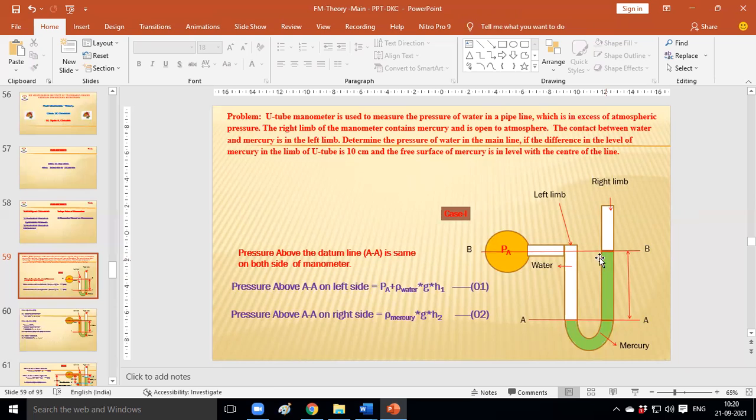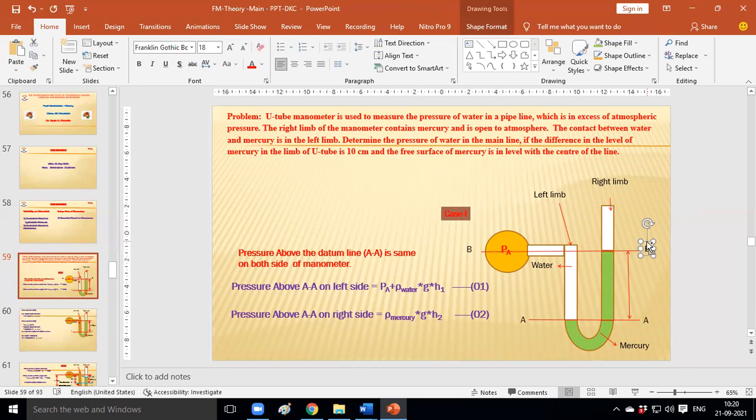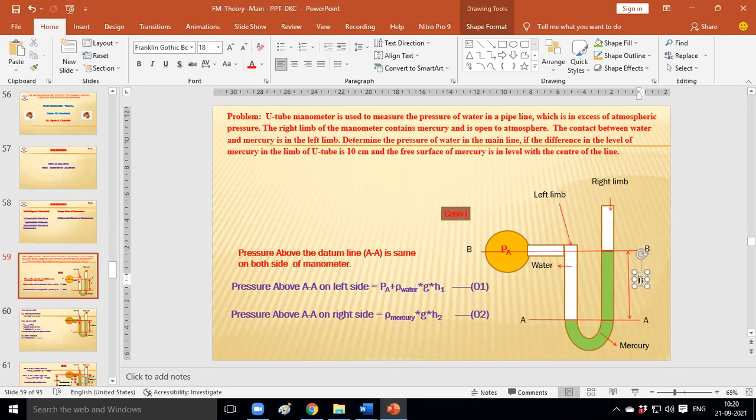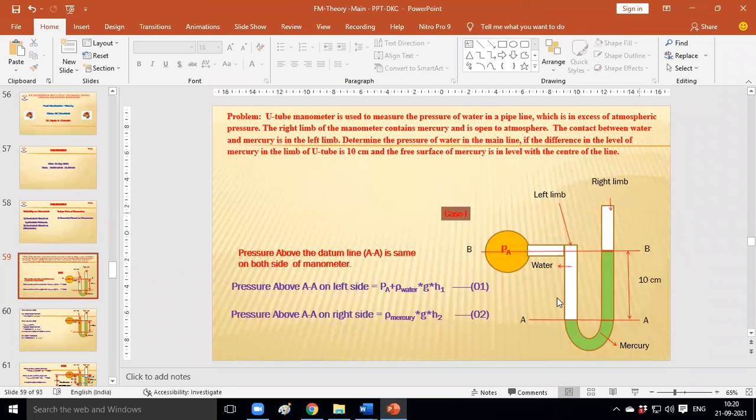So the level difference between this surface of mercury and this surface of mercury is how much? 10 centimeter, correct? So we need to mention here 10 centimeter. Is it clear? Yes, sir. So the difference between the horizontal lines A dash and B B dash is 10 centimeter.